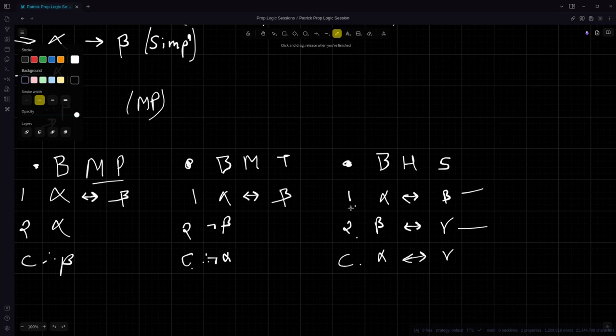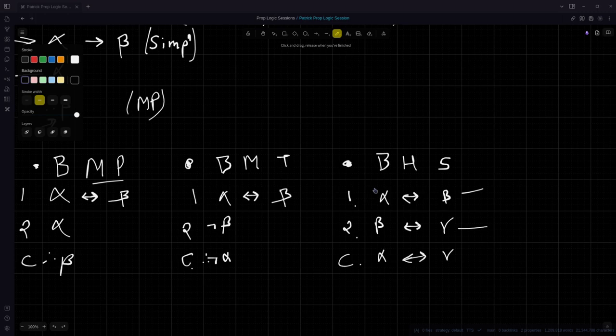So those are basically three rules of equivalence that we have over here. We have the biconditional modus ponens, the biconditional modus tollens, and the biconditional hypothetical syllogism. Very straightforward, right? And so that's three more rules of inference that you have apart from the previous 12 or whatever we have learned before.